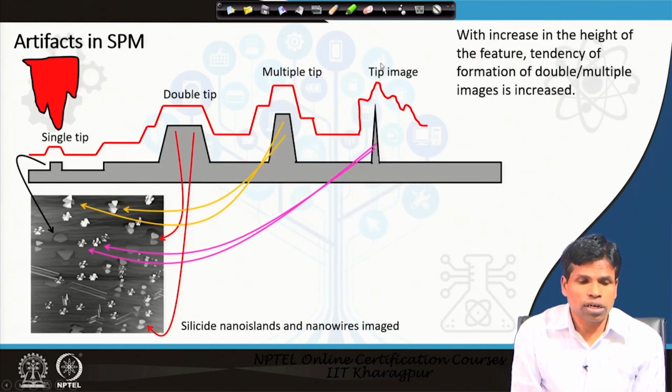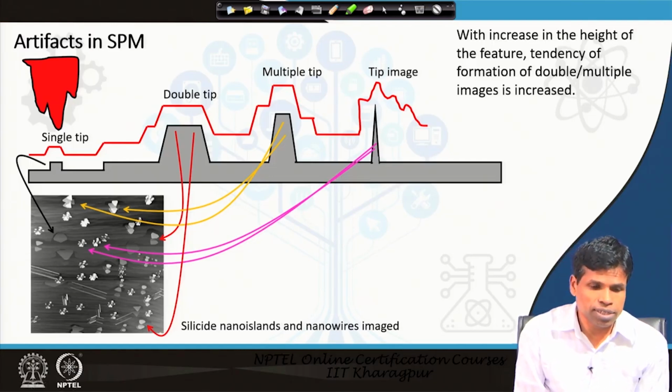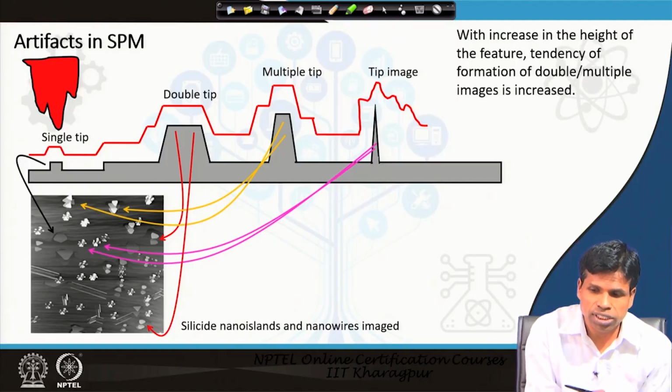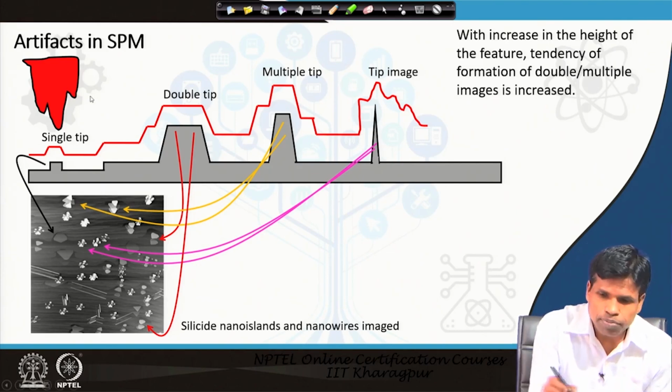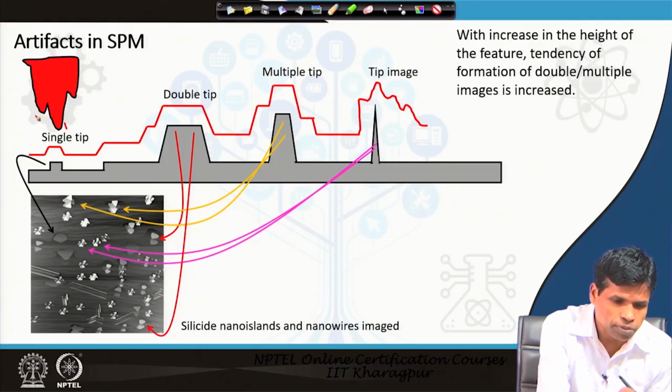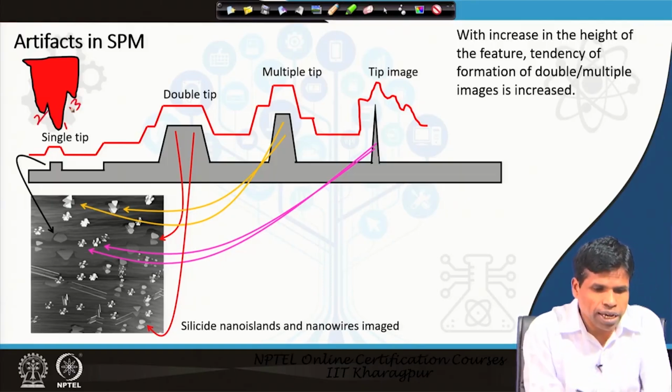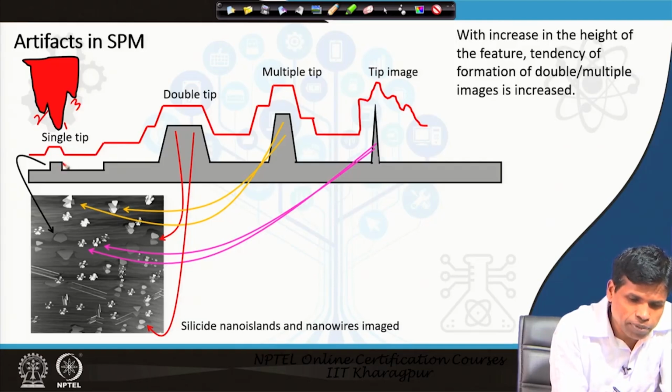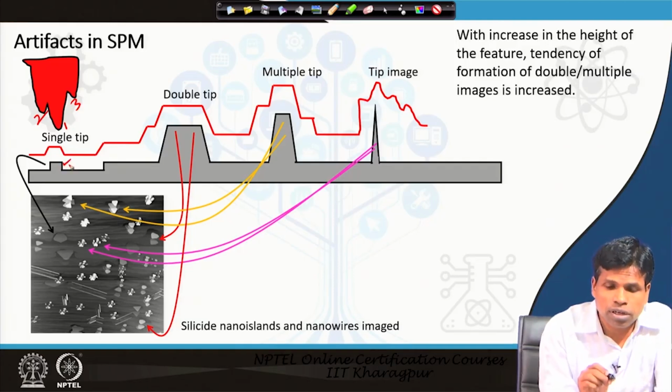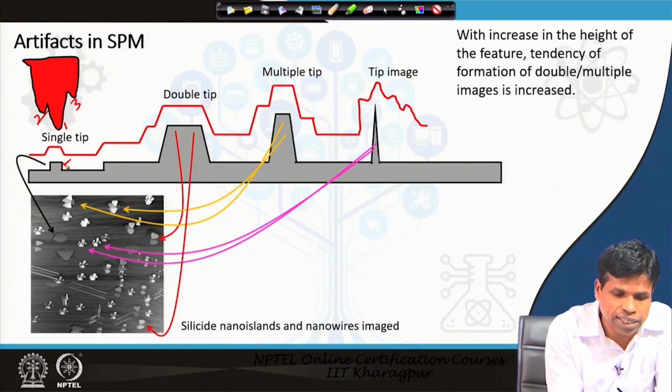Artifacts can also be due to multiple tips. If multiple tips are there, then they will show different types of information in the image that you see here. For example, this is a multiple tip: tip number 1, tip number 2, tip number 3. If there is a single feature here and the height of this feature is not very tall, then we could see the features like this.